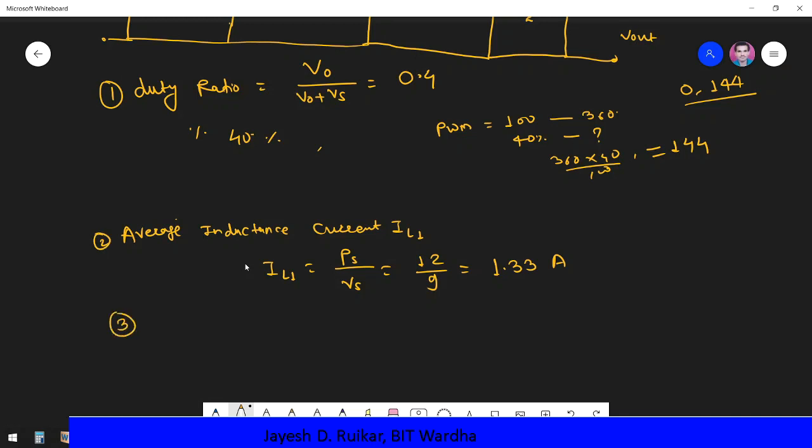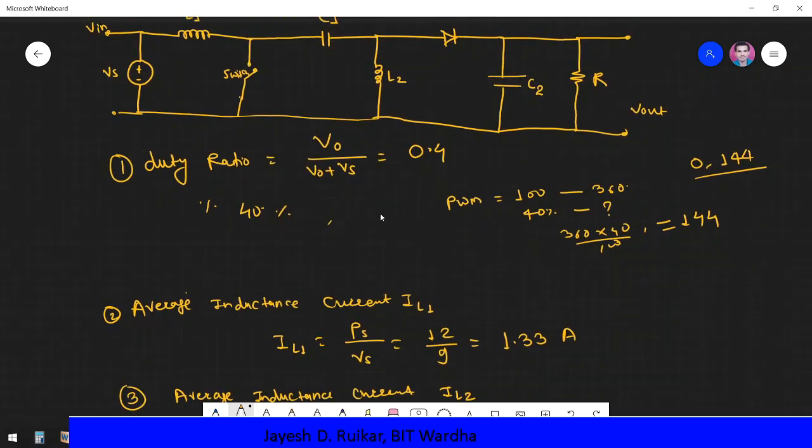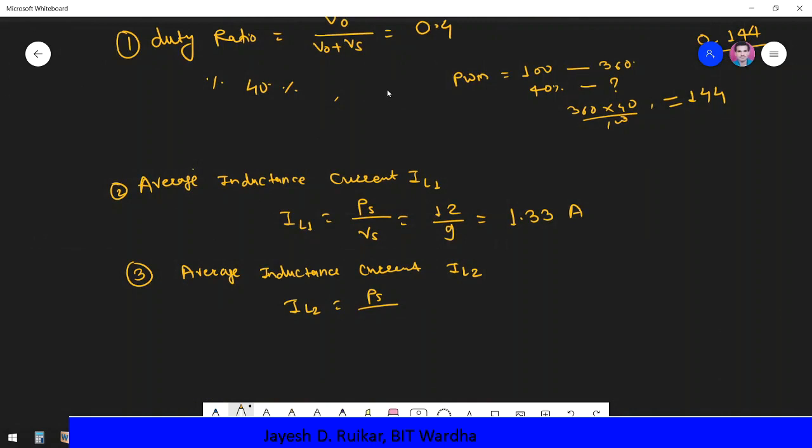This is the second step. The third step, we have to calculate the average inductance current across L2. So IL2 is again nothing but the power, and it is across the output resistance. So we'll calculate PS divided by VO. It's around 12 divided by 6, so it's 2 ampere.